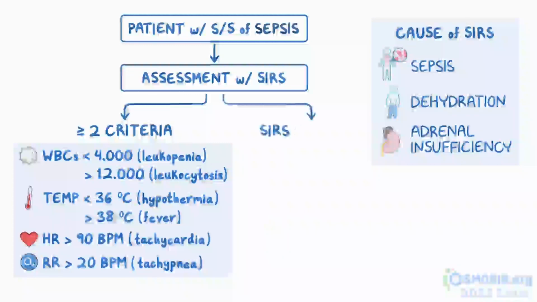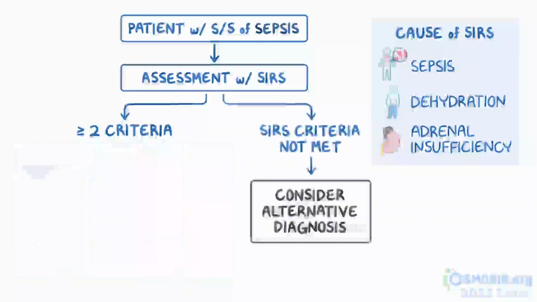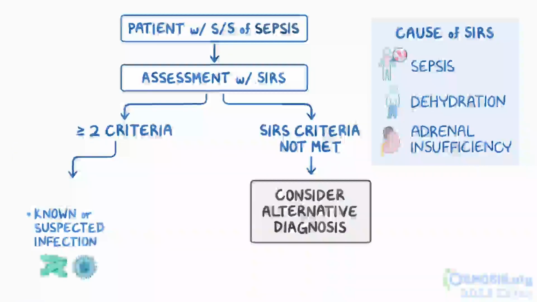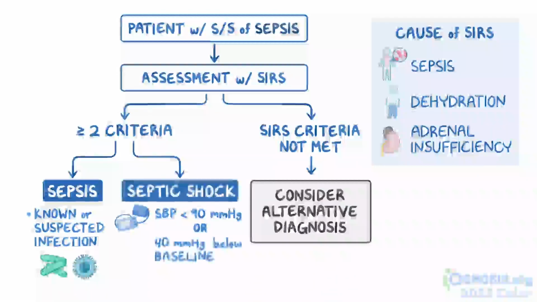Now, if the SIRS criteria are not met, you should consider an alternative diagnosis. On the other hand, the presence of known or suspected infection together with SIRS should raise suspicion for sepsis. In addition, if systolic blood pressure, or SBP, is below 90 millimeters of mercury or falls 40 millimeters of mercury below baseline, your patient has septic shock.